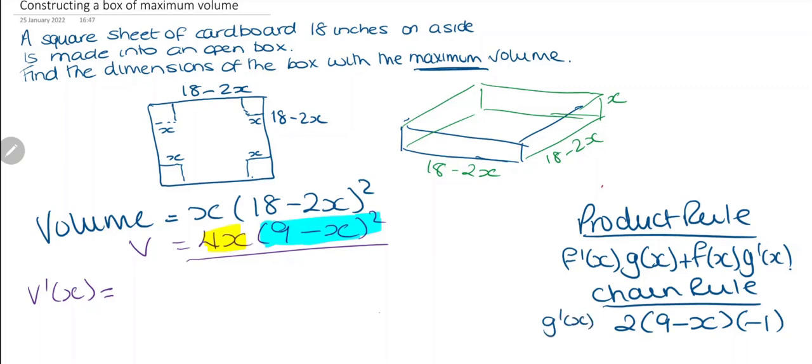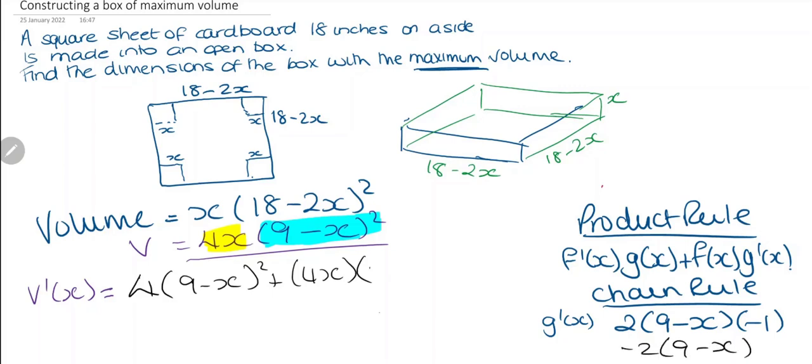So let's substitute this in. f of x is 4x, so f prime is 4, multiplied by g of x, which is 9 minus x squared. Plus f of x, which is 4x, and then our g prime of x, using the chain rule, we have minus 2 times 9 minus x.